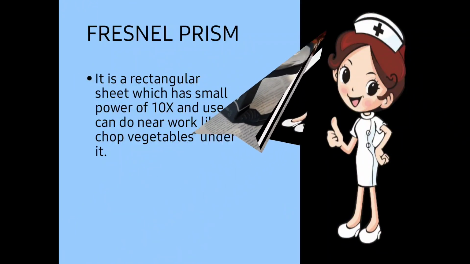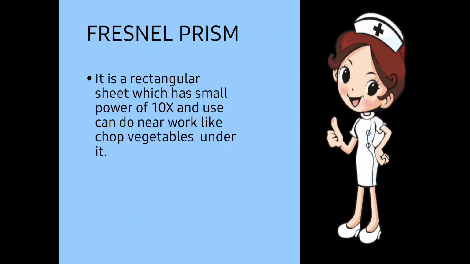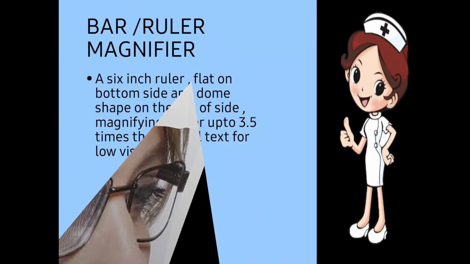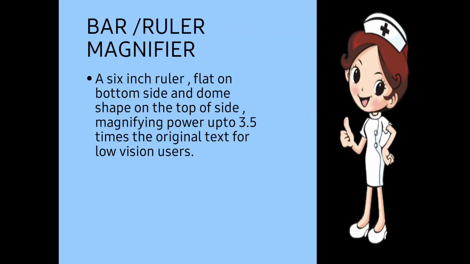Next one, Fresnel prism. It is a kind of rectangular sheet which has a small power of 10x, and you can use it when you have to do near work, for example chopping vegetables. This one is the Fresnel prism sheet. It gets fitted on the spectacle frame and you can easily do your household work which is at near distance.